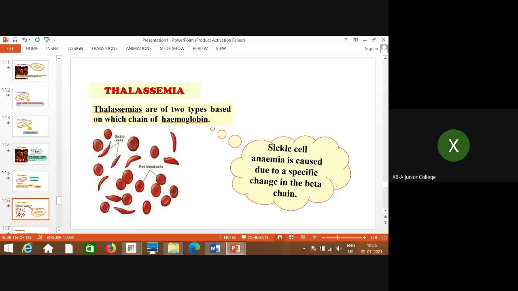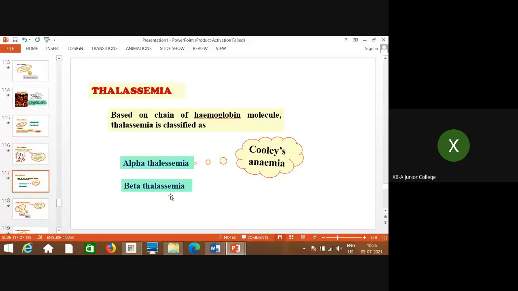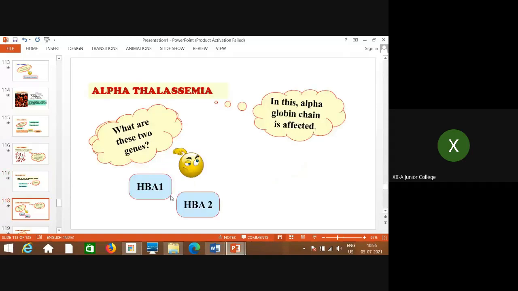Thalassemia is of two types, depending on which chain of the hemoglobin is affected, alpha or beta. Accordingly, these are known as alpha thalassemia and beta thalassemia. Beta thalassemia is also known as Cooley's anemia. Based on the chain of the hemoglobin molecule, thalassemia is classified as alpha thalassemia or beta thalassemia.